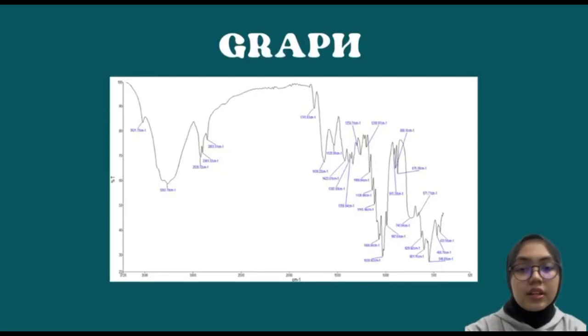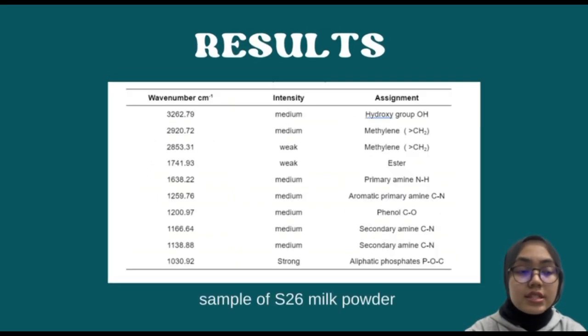My name is Irina. I will be explaining the results that we have received from the experiment. The first one is a sample of S26 milk powder. From S26 milk powder, we have recorded a few peaks from the sample, which consist of hydroxy group, amine, and also aliphatic phosphate, and also esters. So the intensity varies from weak, medium to strong.